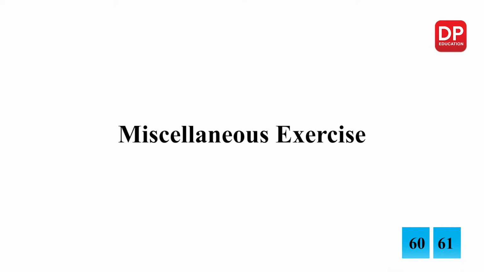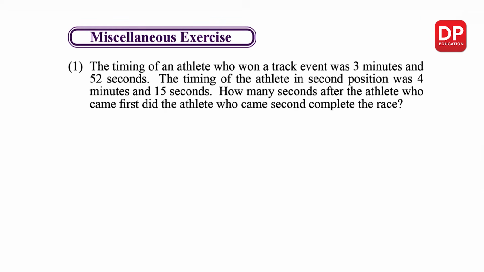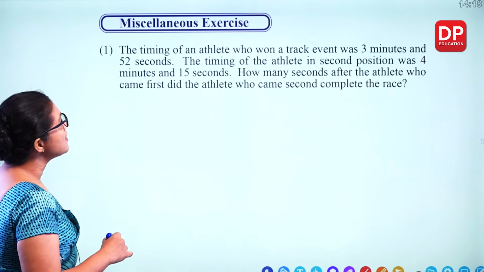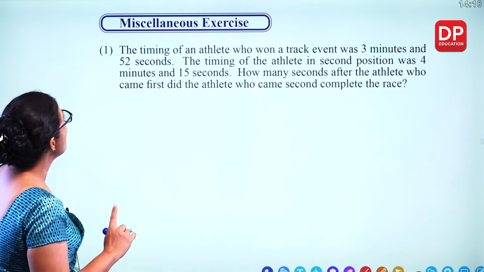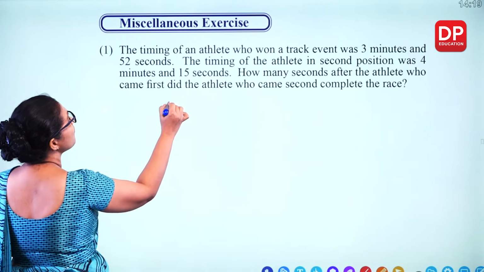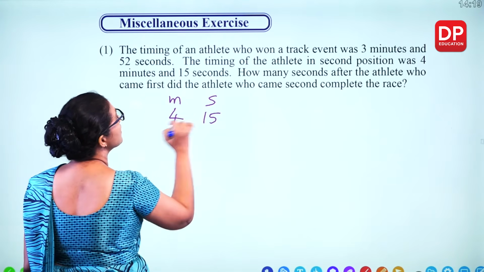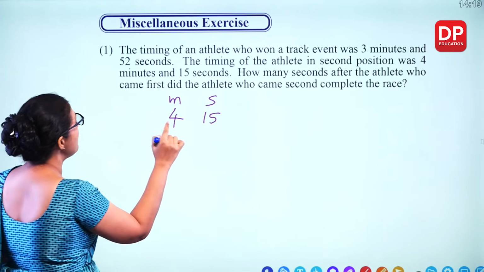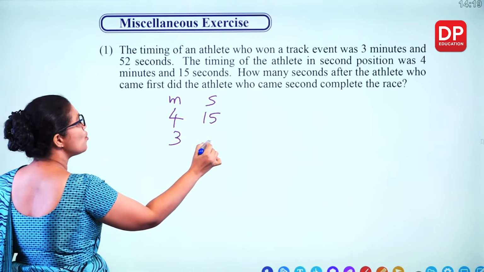Miscellaneous exercise. The timing of an athlete who won a track event was 3 minutes and 52 seconds. The timing of the athlete in the second position was 4 minutes and 15 seconds. How many seconds after the athlete who came first did the athlete who came second complete the race? So what's the time taken for the second position athlete? 4 minutes and 15 seconds. The one who won the track event took 3 minutes and 52 seconds.